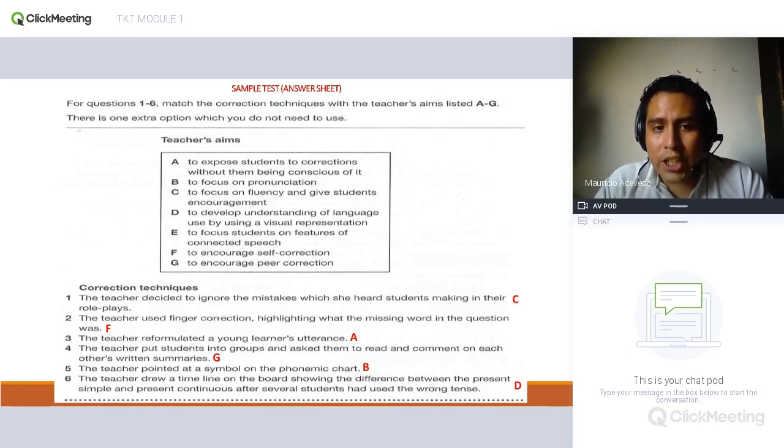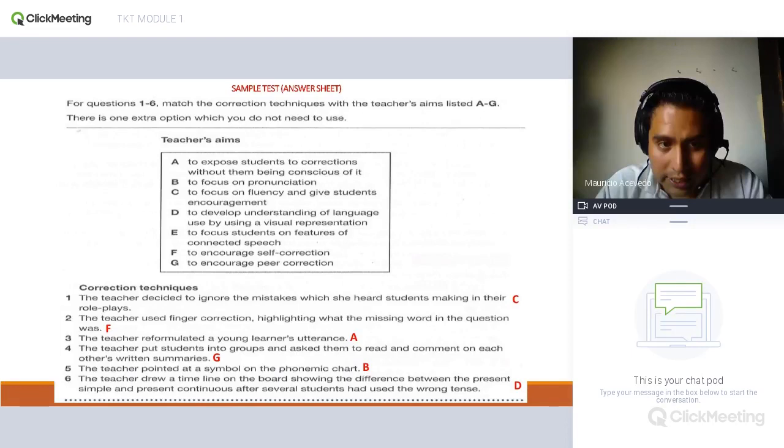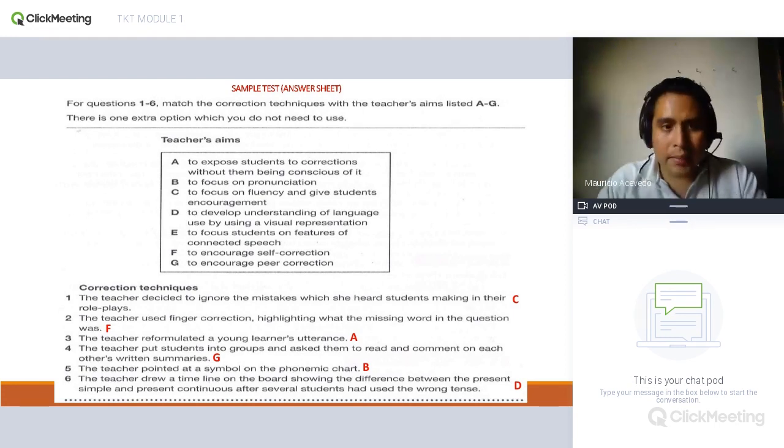The teacher reformulated a young learner's utterance. So in this case, the aim is to expose students to correct language without being conscious of it. Okay, you ask them to reformulate, to continue doing so, but without checking or being that tough with them when they make that mistake.